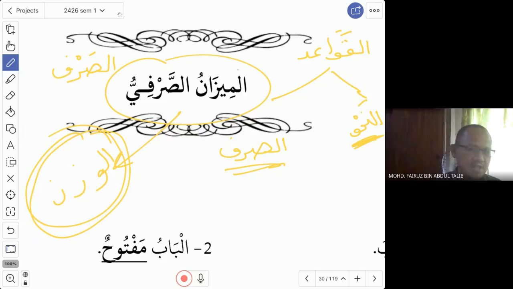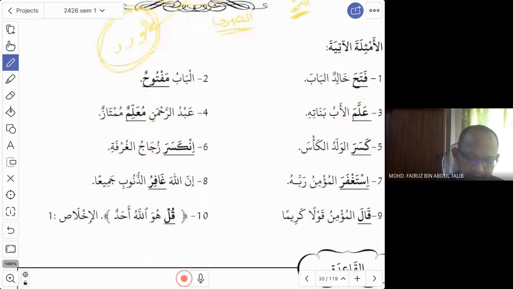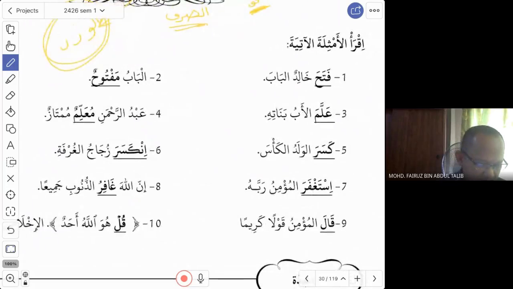In the previous lesson, it is only for fi'il. Now, if I give you another word, a noun for example, can you identify the wazan? If you understand the wazan of fi'il madi, how you form the wazan, you will be able to do this. Not much different. Let us try number 1. It says, Iqra il-amthilat al-atiyah.